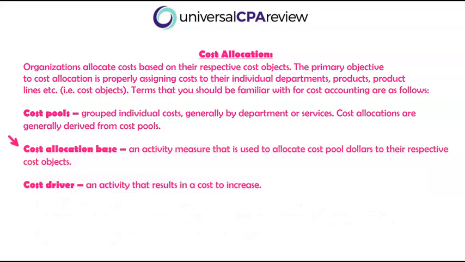Cost allocation base. This is going to be an activity measure that is used to allocate cost pool dollars to the respective cost objects. So how are we allocating these costs? That's the question at hand. And a cost driver. This is the activity that causes a cost to increase or decrease. So what's driving our cost? What's causing it to increase or decrease?